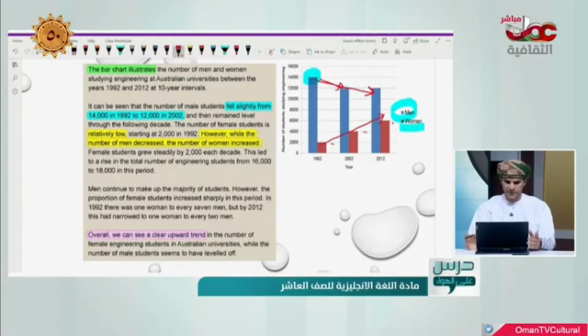Look at the comparison here, and go on making comparisons, similarities or differences if there are. And at the end, you do what? Talk about the main trend in the background. We can see a clear upward trend in the number of female engineering students in Australian universities, while the number of male students seems to have what? Leveled off, stayed here.